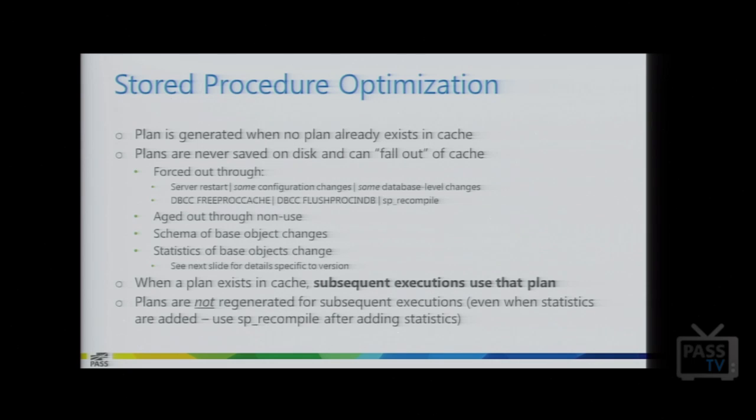It's the auto update stats option, and if that's off, in some versions, your plans don't get invalidated even when you manually update stats, which is really weird, okay? So I have a whole slide on this, but the point that I really want to stress right now is if a plan gets put into cache, then subsequent executions use that plan.